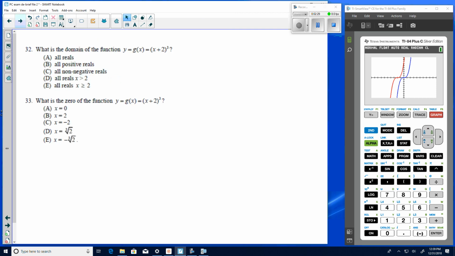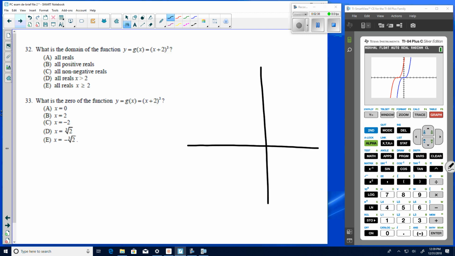Number 32, what's the domain of this function, and what's the zero of this function? Again, here's the sketch. Remember, it's our parent function shifted 2 units to the left. So here's our cubic, y equals x cubed, and y equals (x plus 2) quantity cubed looks like that.